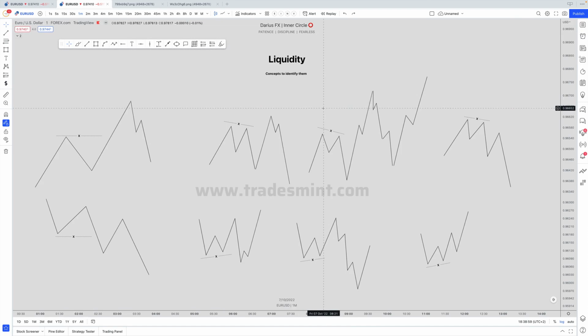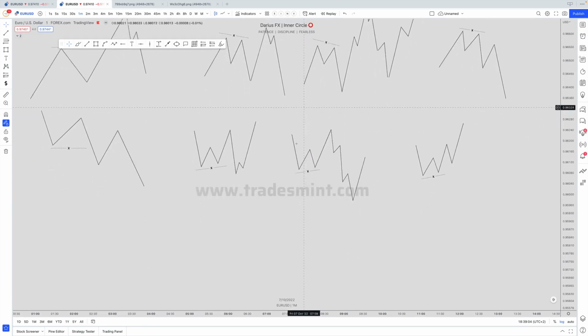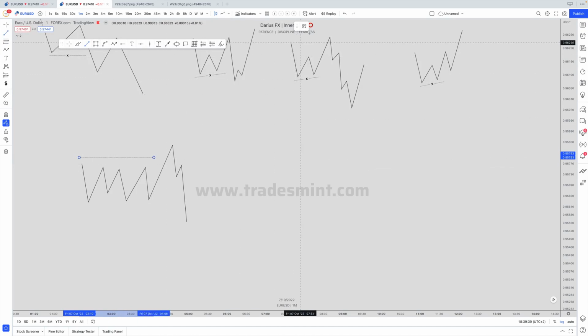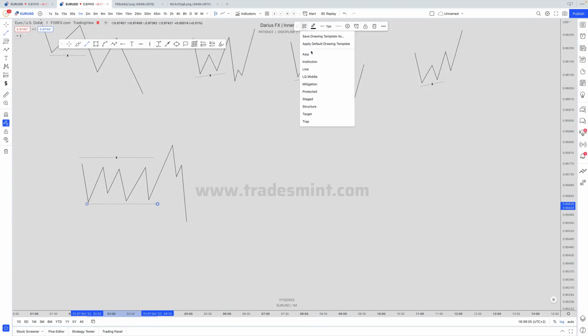Okay, let's move on with another one. This is also one that I've seen very often. It is basically price is ranging. So you got a ranging market, and then what price likes to do is to hunt one of the sides and then move in the other direction. So you have liquidity here, and you got liquidity there.